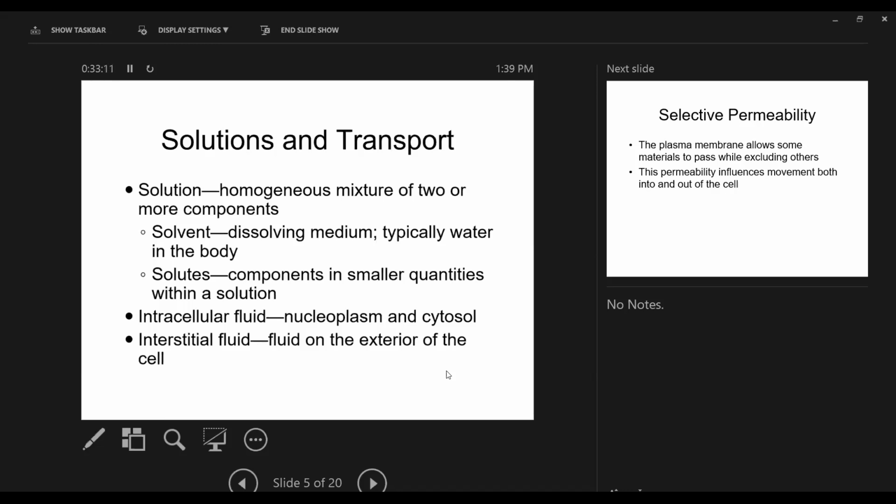If you're going to make a glass of salt water, you take a glass of water and dump in a couple of tablespoons of salt. The water is the solvent. It is the dissolving medium. The solute is the substance that went into solution. It disappeared. You put some tablespoons of salt into water, and the salt disappears. It's still there, but it's, as we say, in solution.